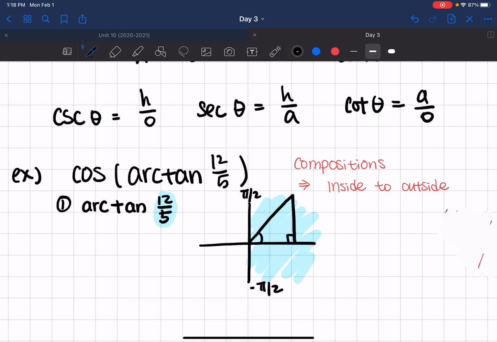So I don't know what this angle is. By the way, this arctan means tangent of some angle theta equals 12 over 5. So my angle theta has to be in the first quadrant, okay? And tangent equals opposite over adjacent, so the opposite side of this triangle is 12 and the adjacent is 5. Now, that's it for the inner function. You're not trying to find the exact value of this angle, but you're just trying to figure out what the triangle looks like, okay?